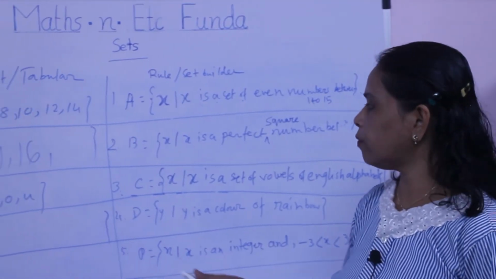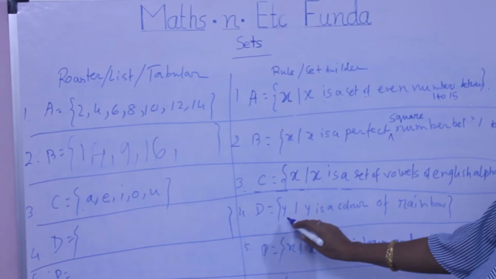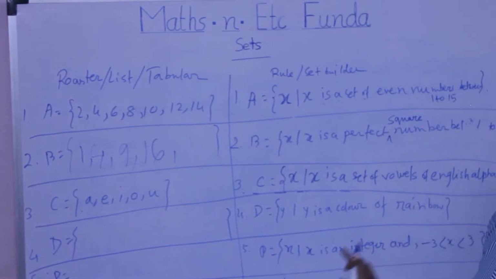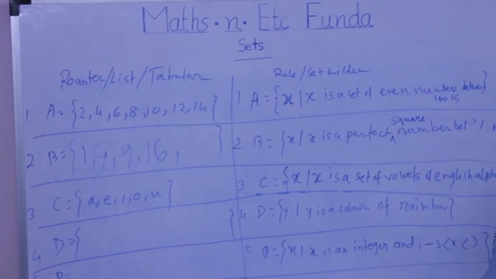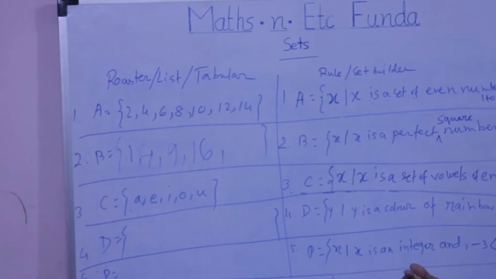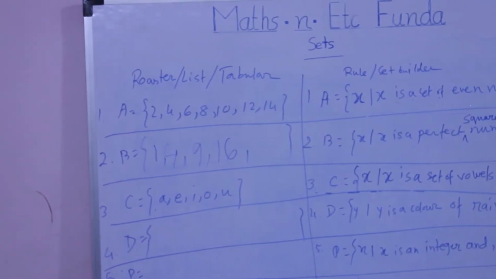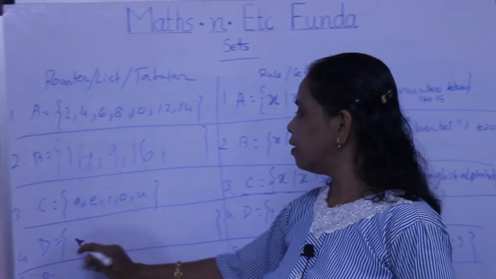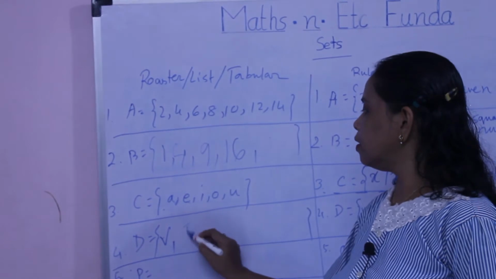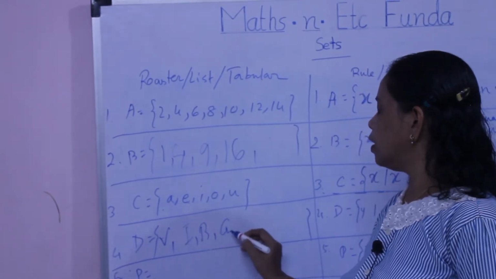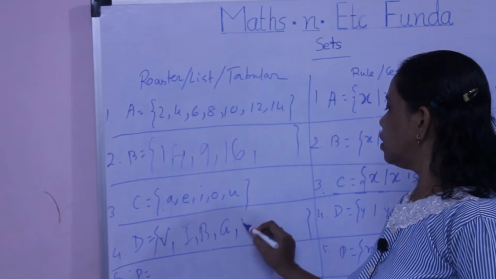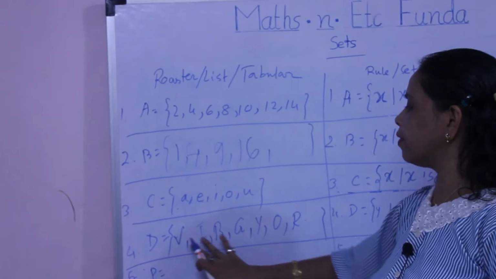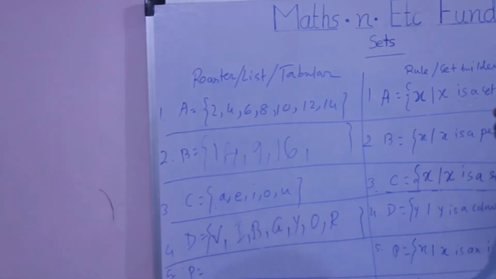Now, question number 4. In question number 4, Y is a variable here. Y such that Y is a color of the rainbow. We all know the colors of the rainbow are VIBGYOR, that is violet, indigo, blue, green, yellow, orange and red. So we have to write the data here. You have to write the full form, that is violet, indigo. I write it in shortcut form.